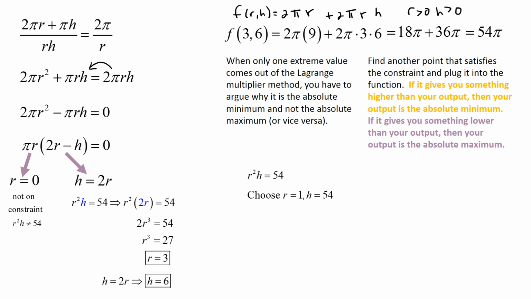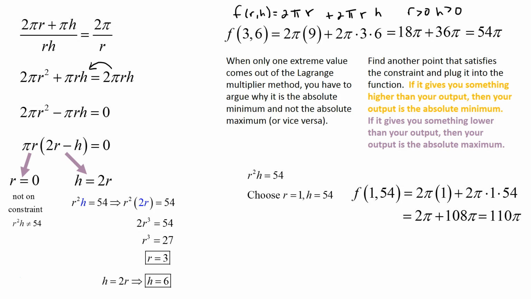That satisfied the constraint, and when you plug that into the function, you end up with something higher than 54 pi. You get the 2 pi, and then you get the 108 pi, so you get 110 pi. And so we are in the first case here, where it gave us something higher than our output, 54 pi. That means our output of 54 pi must be an absolute minimum.